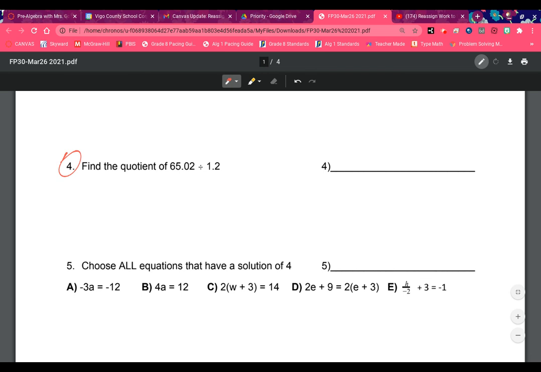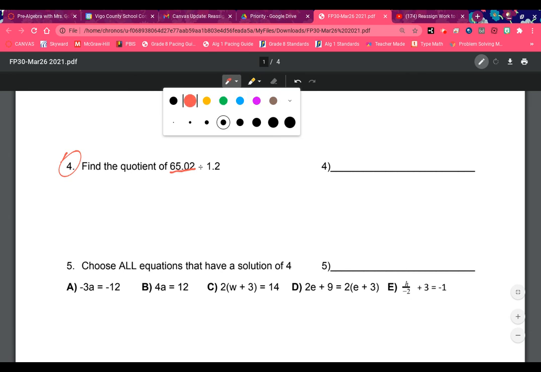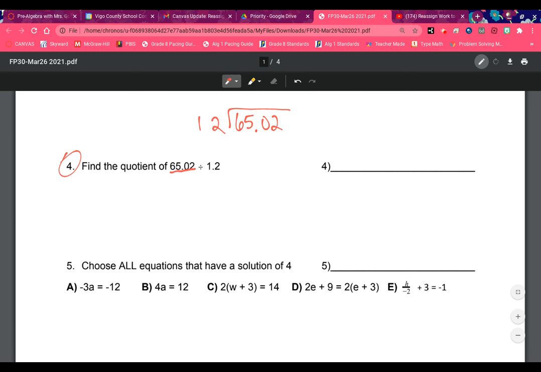Remember, we've done a few of these together. If we do it the traditional way with the little division box, the first number goes underneath the bar, so 65.02, and then 1.2 goes on the outside. If we're dividing, we cannot have any decimals out here. This has to be a whole number. So we make it larger by a power of 10 by moving the decimal place one time to the right. 1.2 becomes 12 now. But if I do that with it, I also have to do that on the inside.